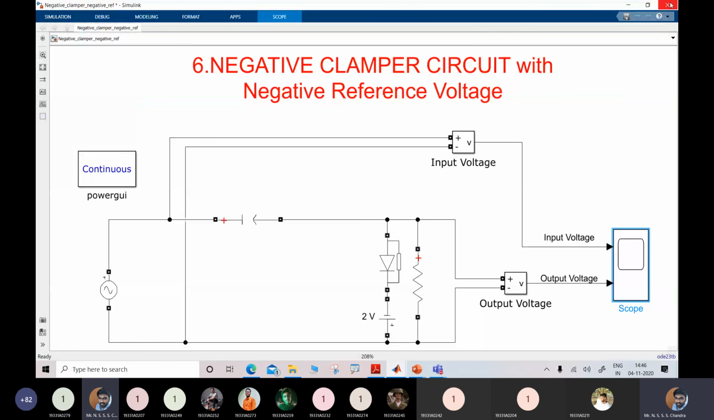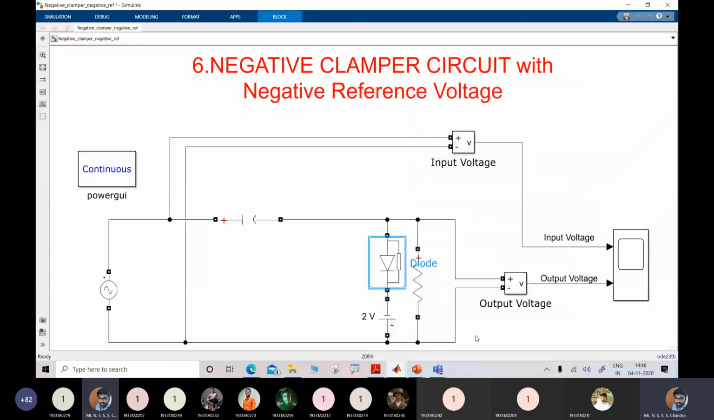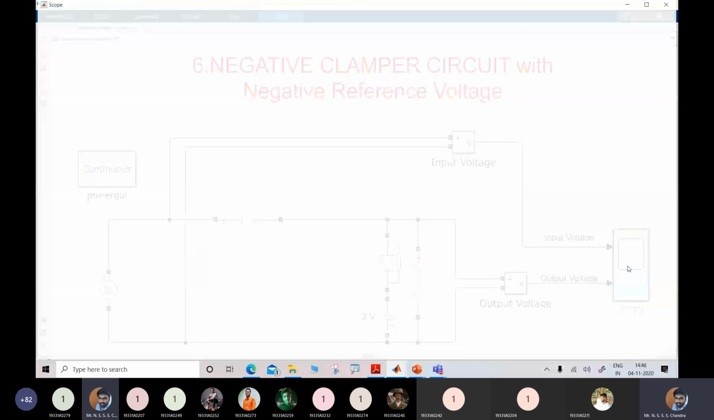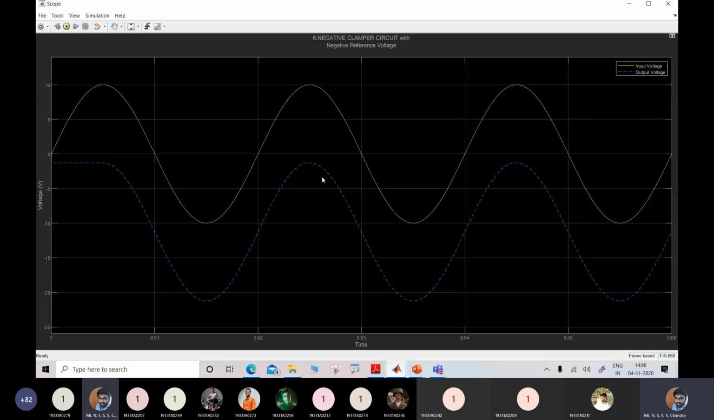If you take the practical diode as 0.7, additionally it will be raised by 0.7 volts. Instead of minus 2, you will be observing minus 1.3. Instead of minus 22, you will be observing minus 21.3. So this is not at minus 2, it is just slightly below 0, it is minus 1.3. Here it is slightly above minus 20, it is minus 21.3.